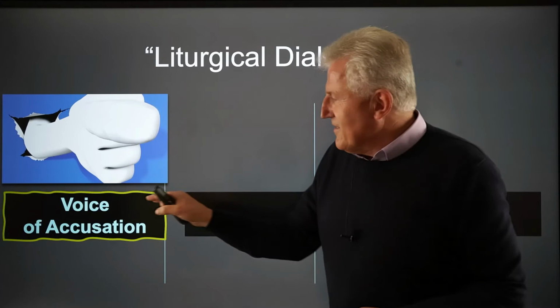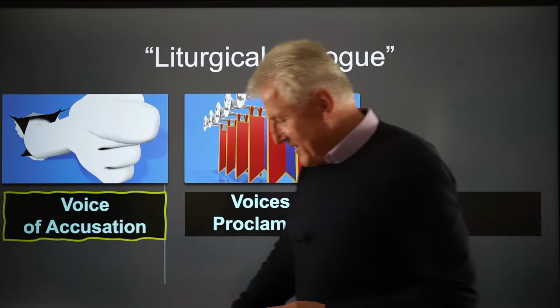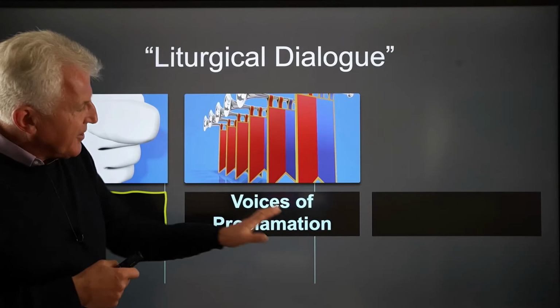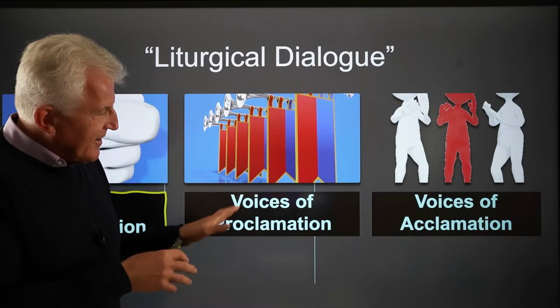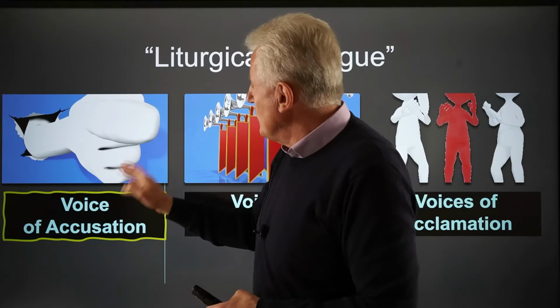There is in Revelation a voice of accusation. And then there are voices that oppose the accusing voice, the slanderous voice. Those are the voices of proclamation. And then there is a third one. There are the voices of acclamation. So you might say there is a kind of 1-2 there, opposing the accusing voice. How do you preserve that if you do it all in monologue?